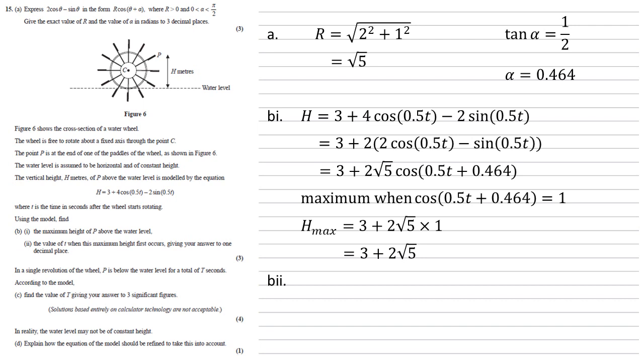For part 2, finding the value of t when this happens, well, for cos to equal 1, we need the 0.5t plus the 0.464 to equal 2 pi. Now, cos could equal 1 when it's equal to 0. But if we set this equal to 0, we're going to end up with a negative time, whereas we want a positive time. So that's why we've set it equal to 2 pi. Rearranging this, we get that t is equal to 2 lots of 2 pi minus 0.464, hence t is equal to 11.6.